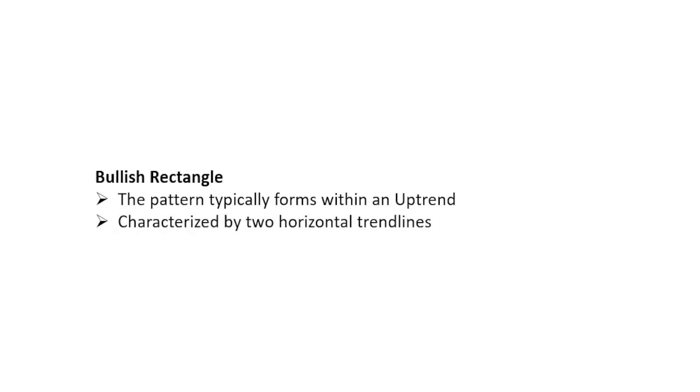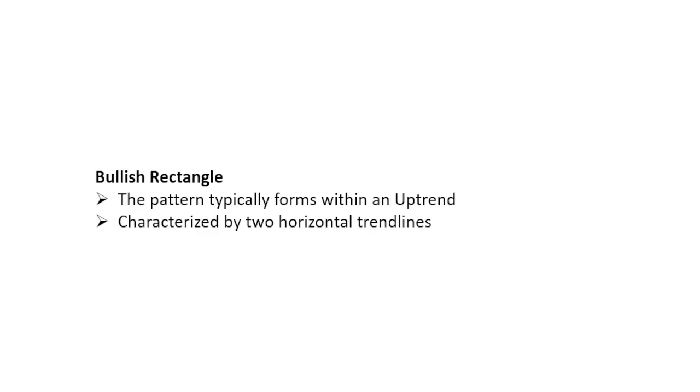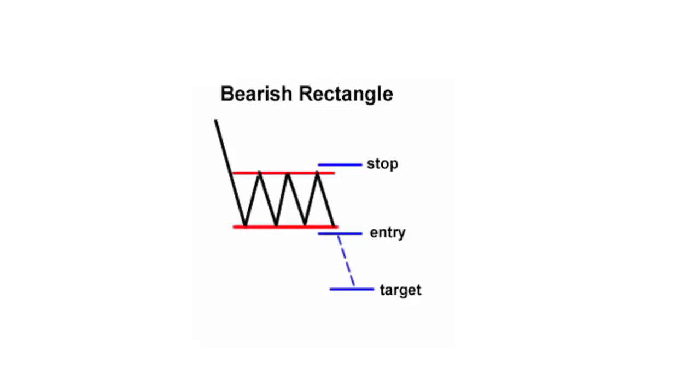So let's do a recap on the bullish rectangle. Once again, we said the pattern typically forms within an uptrend. It's characterized by two horizontal trend lines, confirmed when the price breaks above the upper resistance trend line. So this takes us to our next pattern, the bearish rectangle.